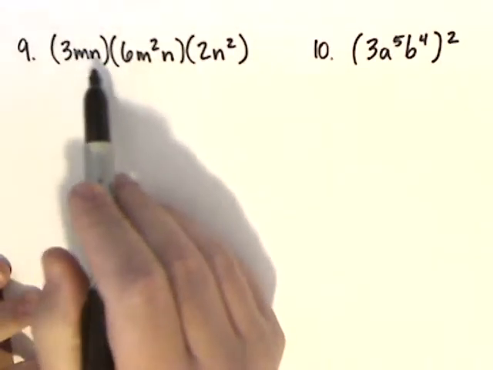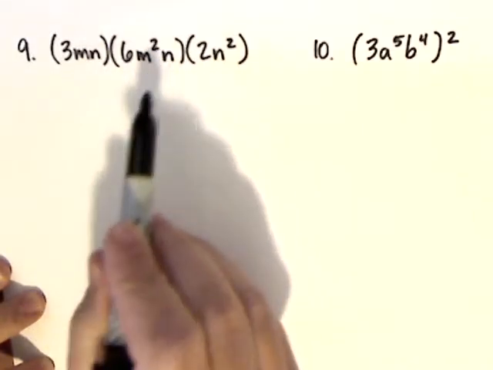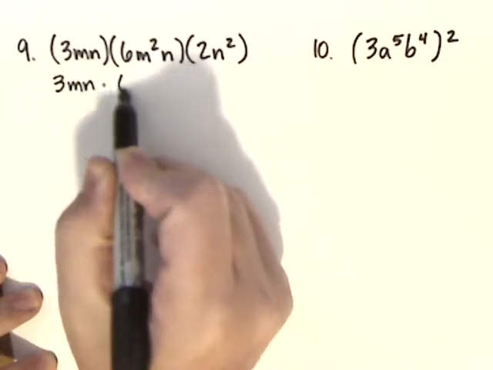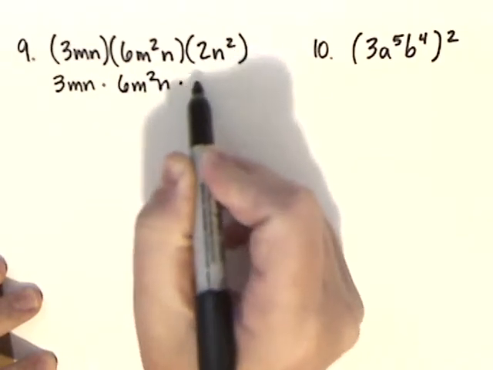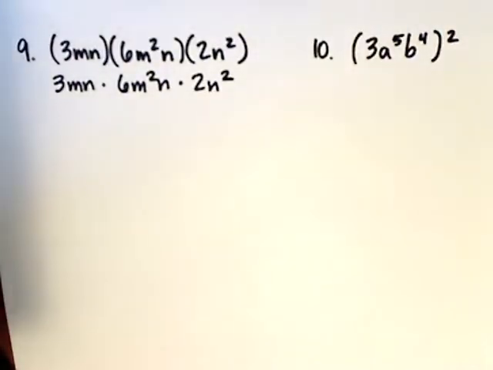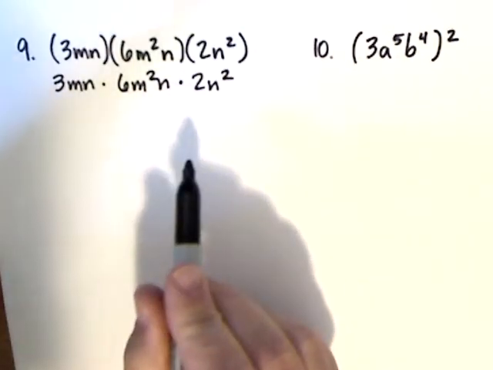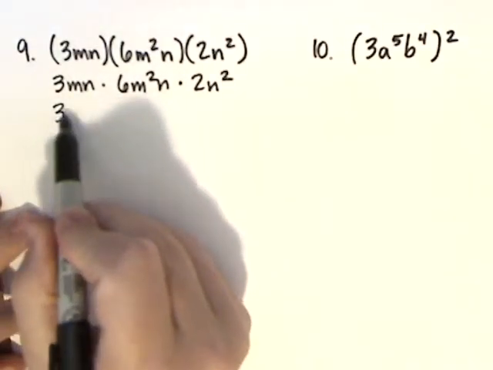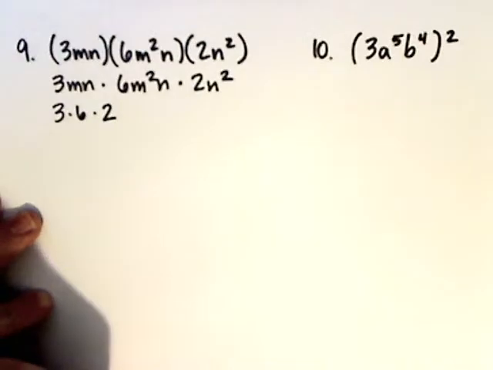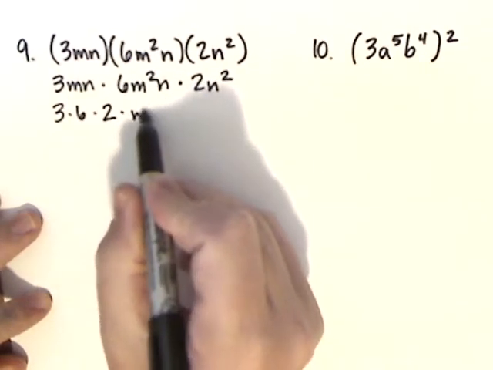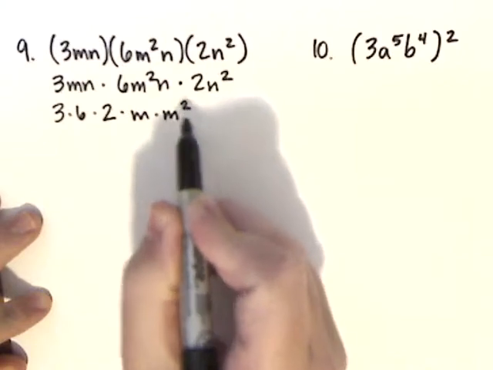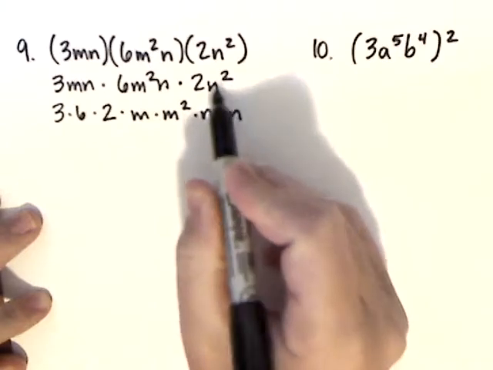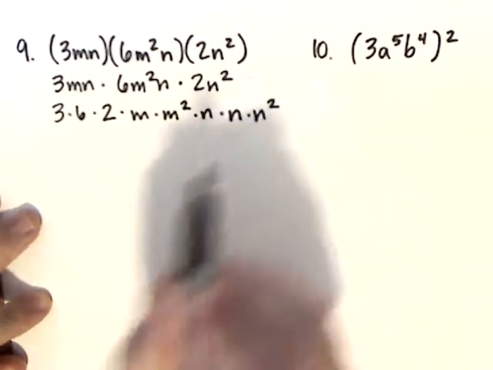Okay, now what I'm going to do for this term is rewrite it without the parentheses. I think it's a little bit easier. So I have 3mn times 6m squared n times 2n squared. Now I'm going to rewrite this, grouping the similar parts of the terms together. In other words, I'm going to do the 3 times the 6 times the 2 first. Then I have this m and this m squared, and then this n right here, this n right here, and this n squared is going to go right there.